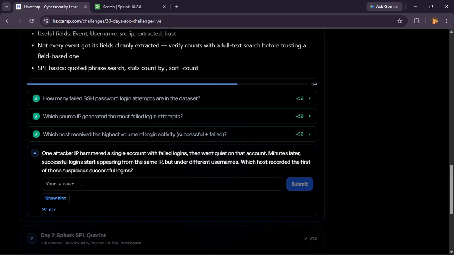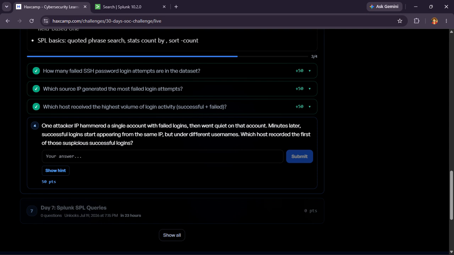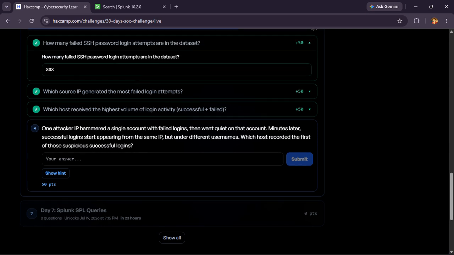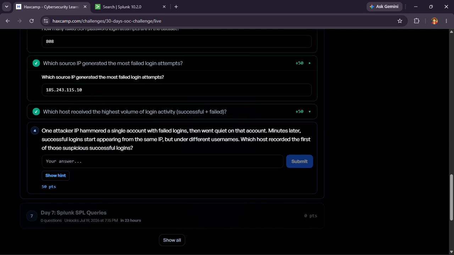So again we get the correct answer. Now time for the fourth question. One attacker IP harmed a single account with failed logins. Yeah, we got the IP, that is this, 185.4.